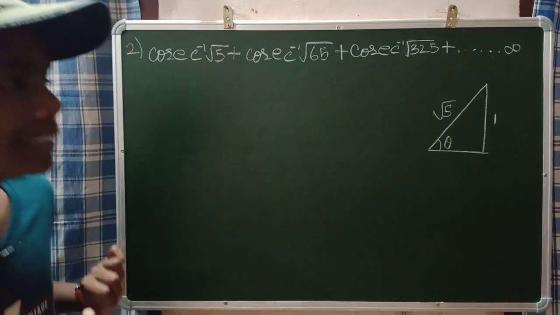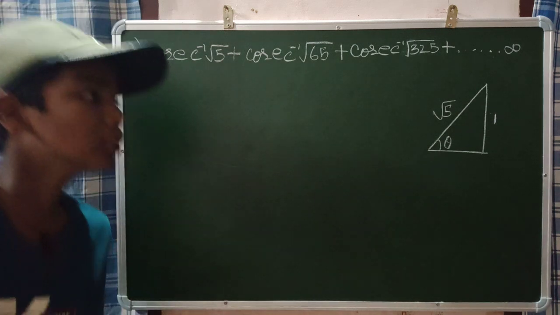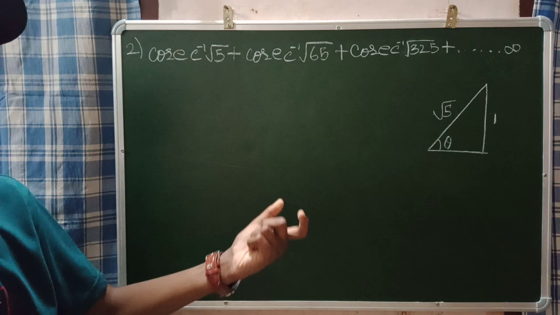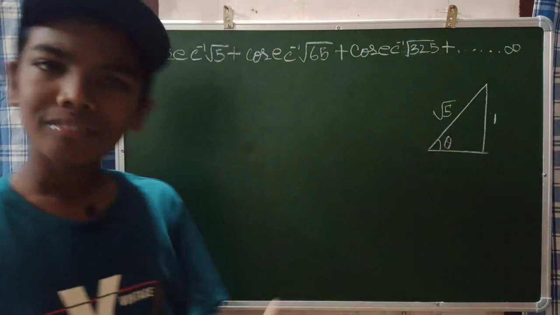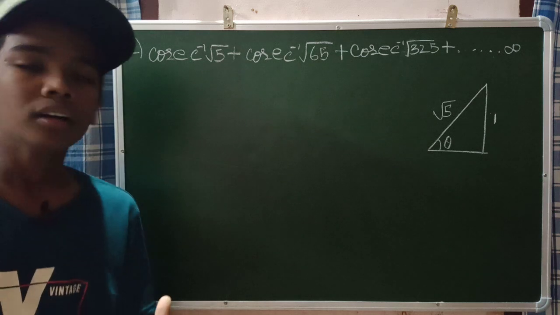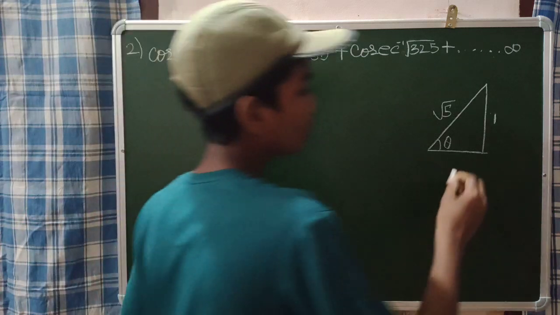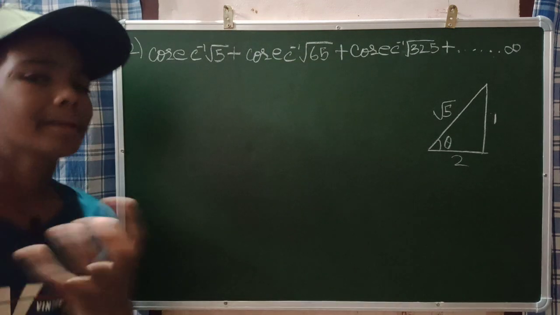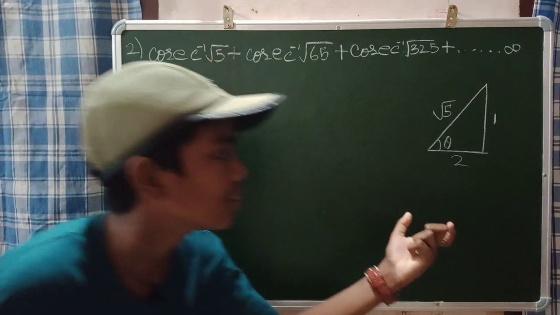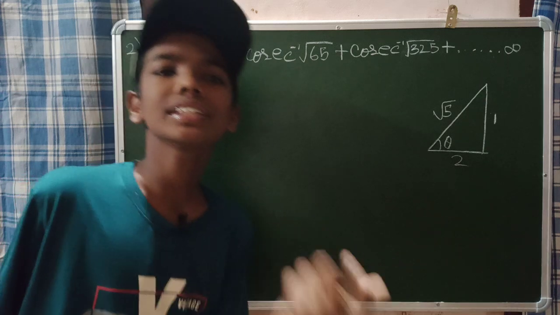Now what will be the adjacent? Find out the adjacent using the Pythagoras theorem. Adjacent will be nothing but root of (root 5) whole square minus 1 square, which is 4. So root 4 is 2, and your adjacent is equal to 2. Using the Pythagoras theorem, I have found the value of adjacent is 2.